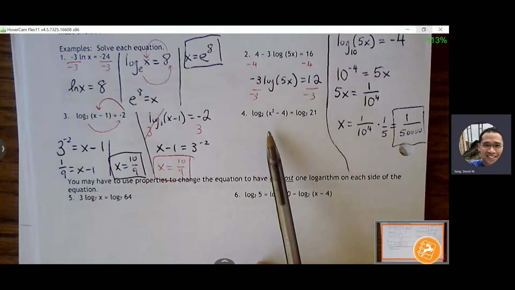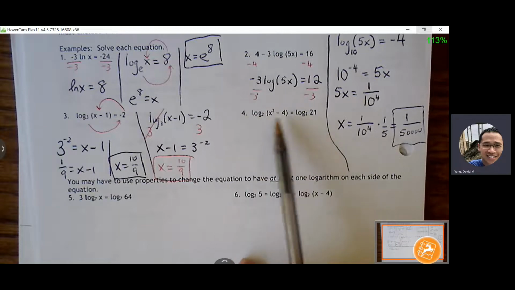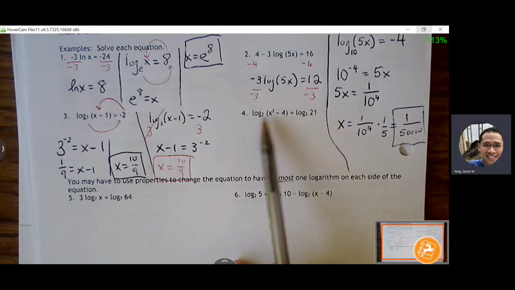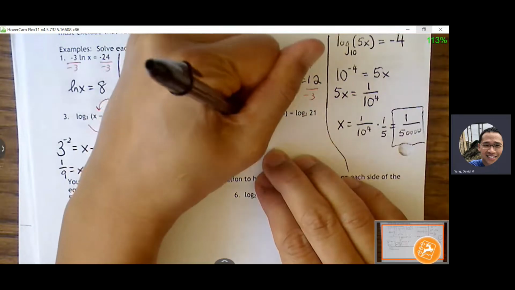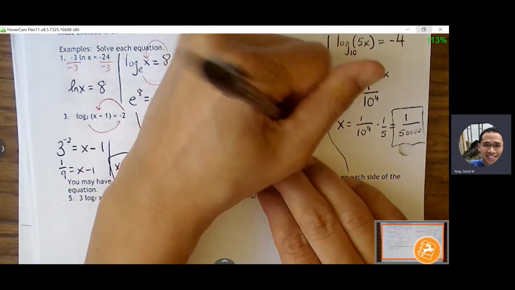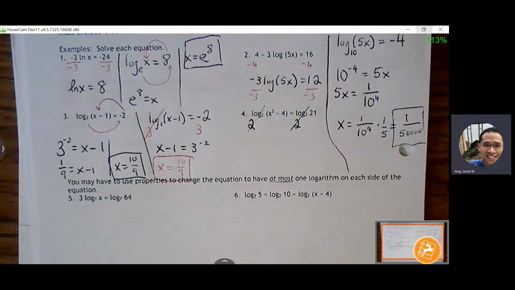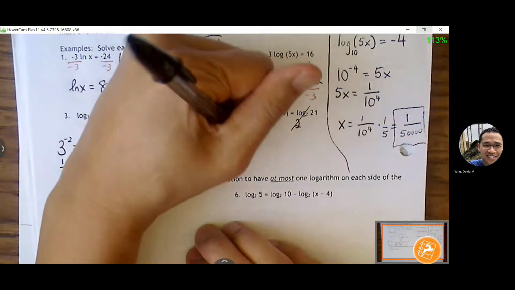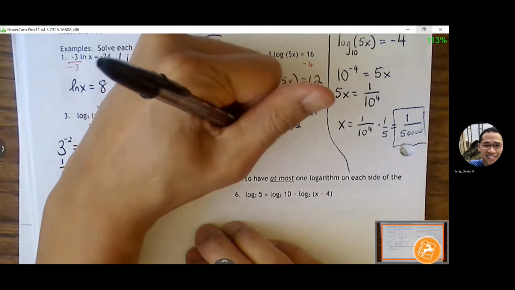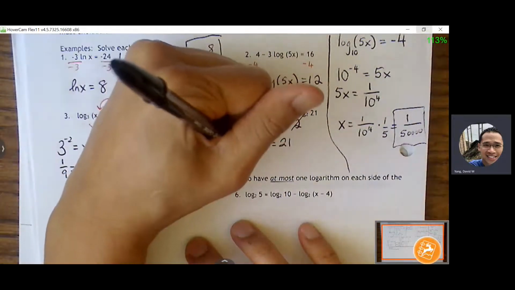Okay, number four. The nice thing here is that they both share log base 2. So we can just basically make them cancel out. Or in other words, we're really raising both sides with 2 as the base. And that's going to do the work of eliminating that base, and we can solve for just the argument. Okay, add 4 to both sides.